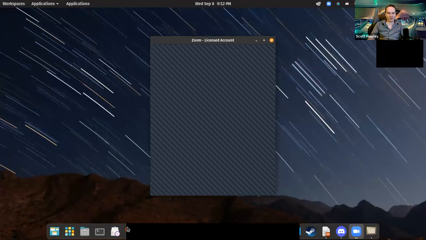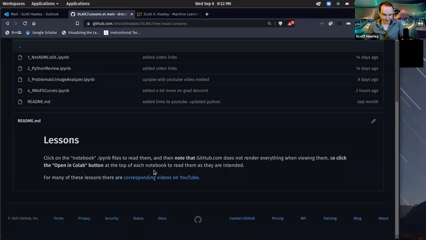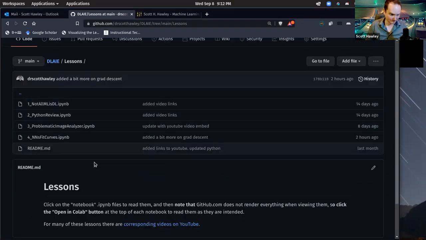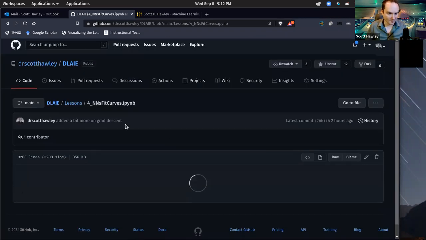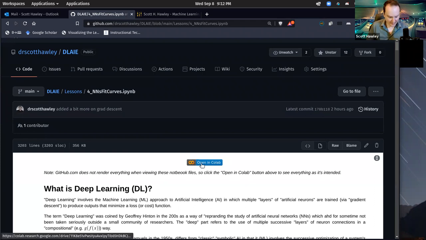There we are. And so today we're going to look at neural networks as curve fitters, as function approximators. And so to do that, I'm going to switch to share screen. And then we'll pull up the browser. Here we go. All right, so from our lessons, we've now got this one, number four, NNs fit curves. And we're going to open that in Colab.